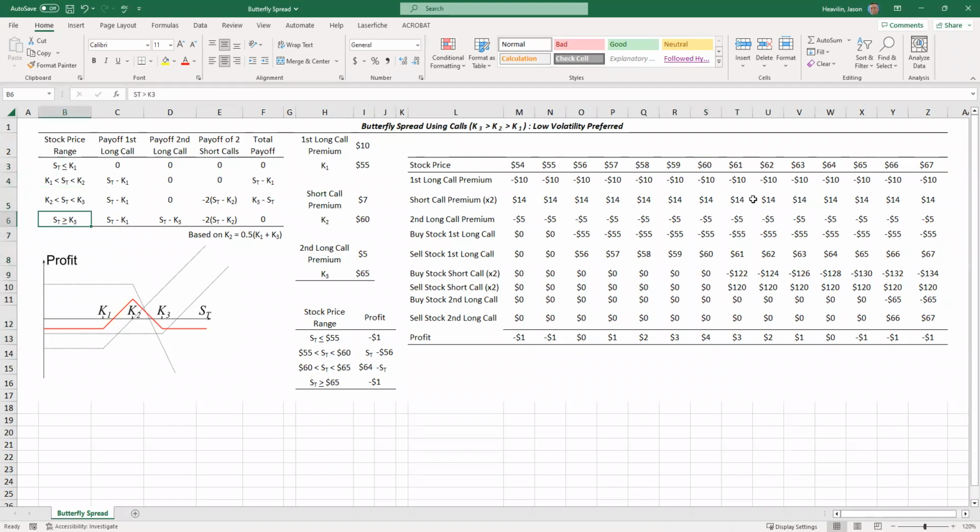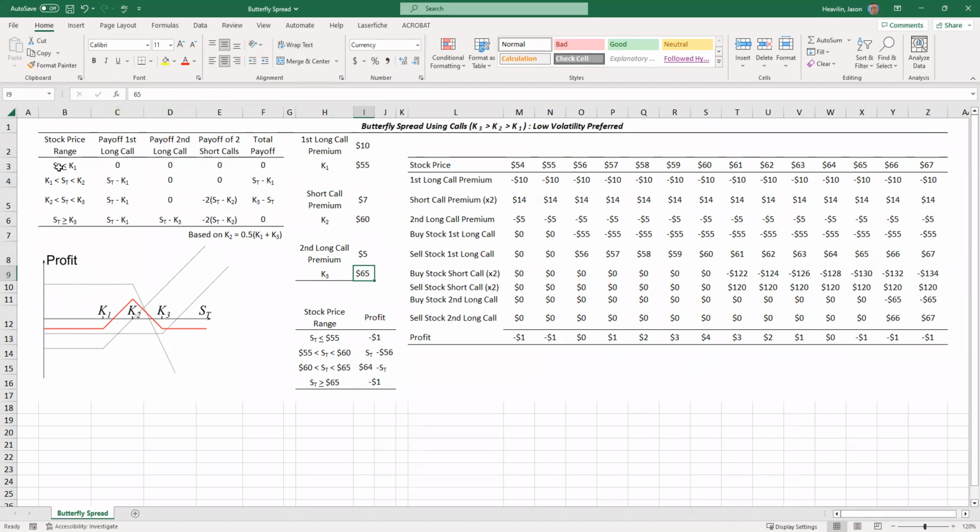Then stock price in the future greater or equal to K3, being 65. How about this range here? Okay, so what happens is each one of these options is going to have a different payoff according to the stock price. Now, remember, we have 4 of them total, but 3 types: 1 long call, 2 short calls, and another long call with a higher premium, the higher strike price, I'm sorry.